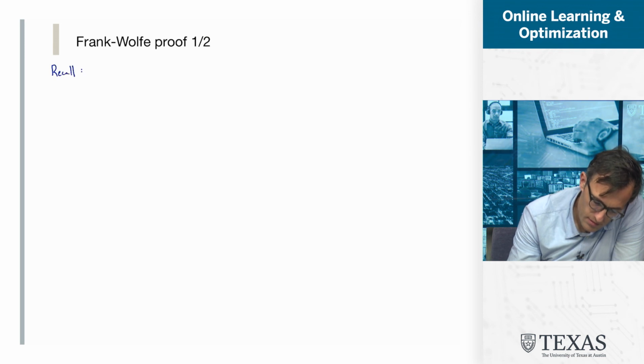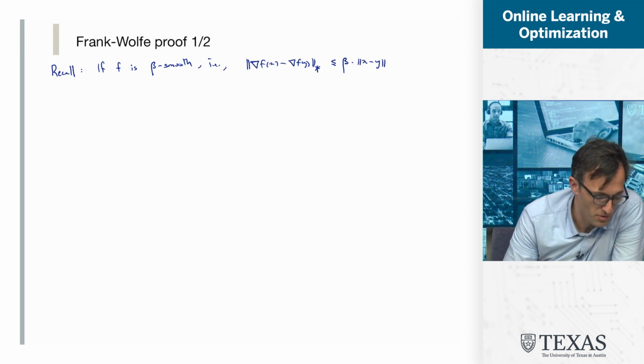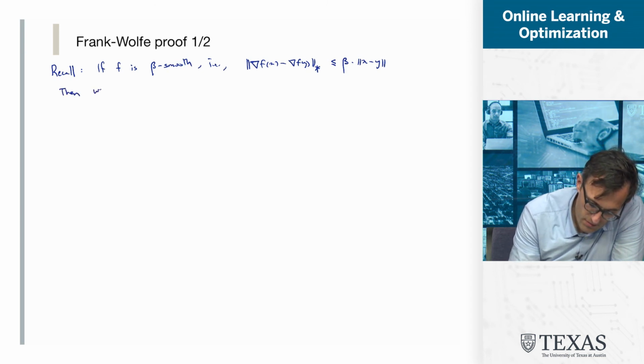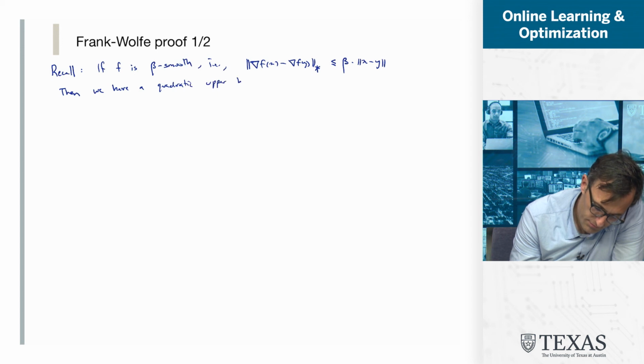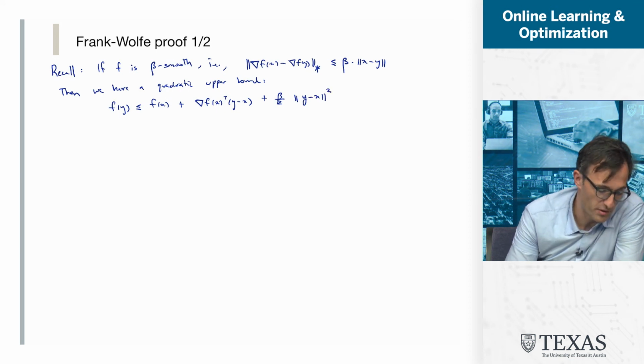So recall that if f is beta smooth, in other words, if the dual norm of the gradient of f of x minus the gradient of f of y is upper bounded by beta times the norm of x minus y, this is again an arbitrary norm, then we have a quadratic upper bound, which says that f of y is less than or equal to f of x plus the gradient of f of x transpose y minus x plus beta over 2 times the norm of y minus x squared, again, arbitrary norm.